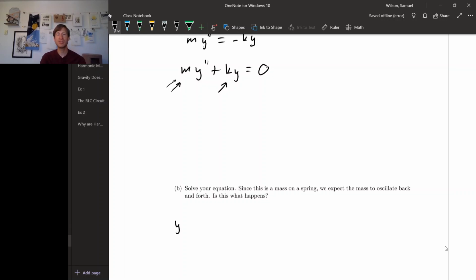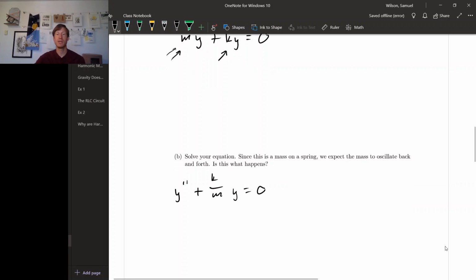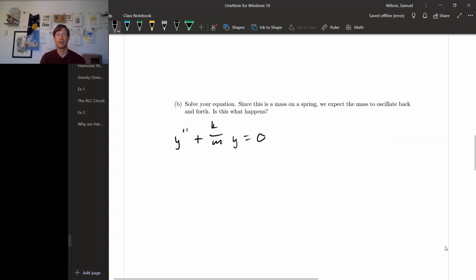Divide both sides by m just to get that y double prime by itself, so y double prime plus k over m times y equals 0, and then we can write our characteristic equation. It's sort of unfortunate that we use m in our characteristic equation. Just for this example, why don't we use r instead of m? So here's our characteristic equation, r squared plus k over m equals 0.